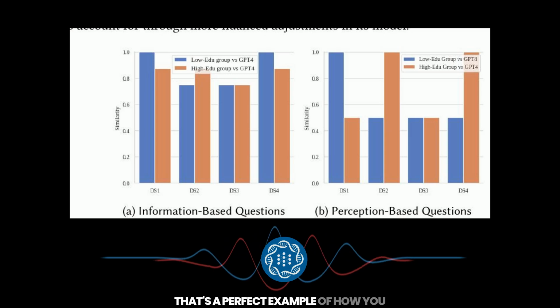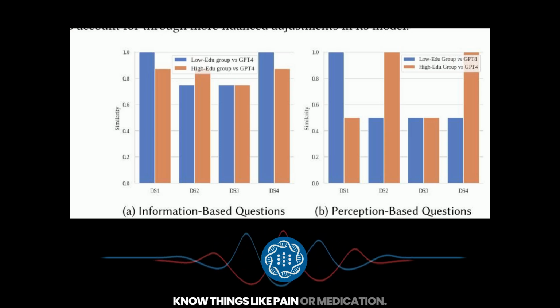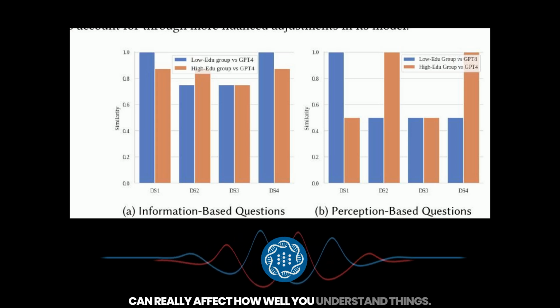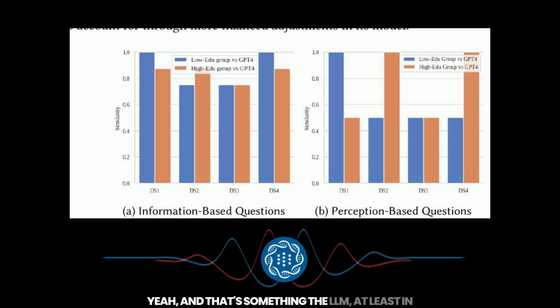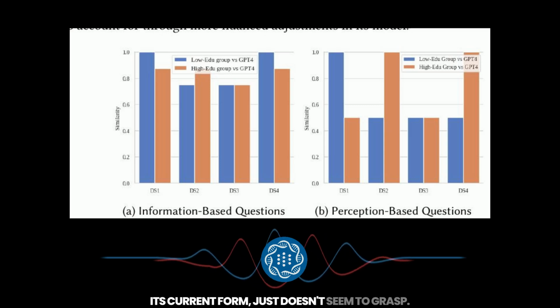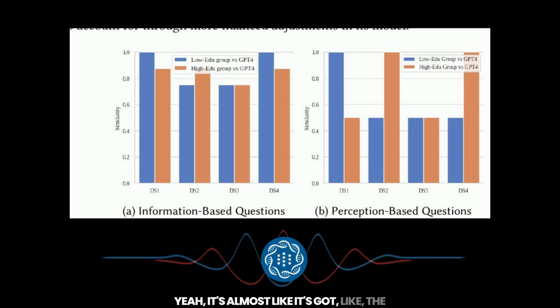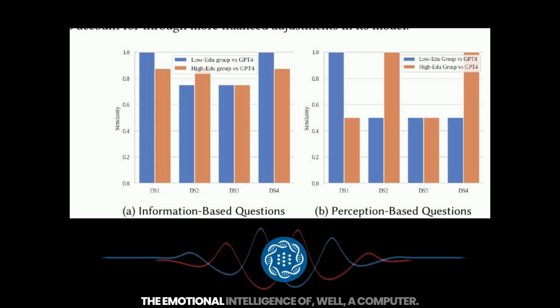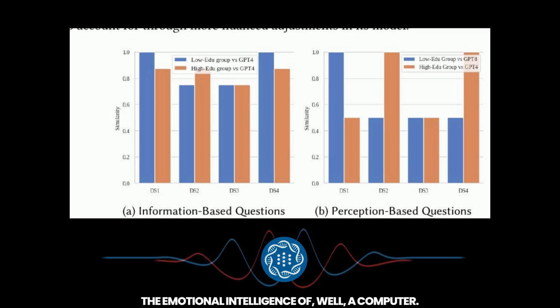That's a perfect example of how things like pain or medication, just that feeling of being overwhelmed in general, can really affect how well you understand things. Yeah. And that's something the LLM, at least in its current form, just doesn't seem to grasp. It's almost like it's got the reading comprehension of a straight A student, but the emotional intelligence of, well, a computer. That's a great way to put it.